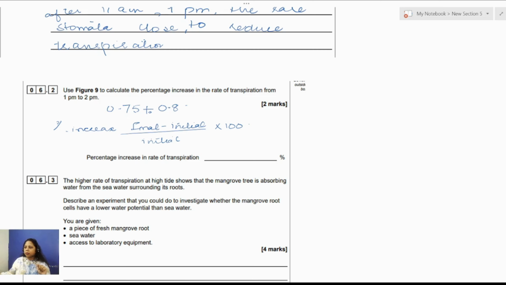So what's your answer? You need to calculate the whole thing. 0.05 divided by 0.75 multiplied by 100. 5 divided by 0.75 multiplied by 100. So the answer is 6.6. Okay, or we can also say 6.7% if we round it off.